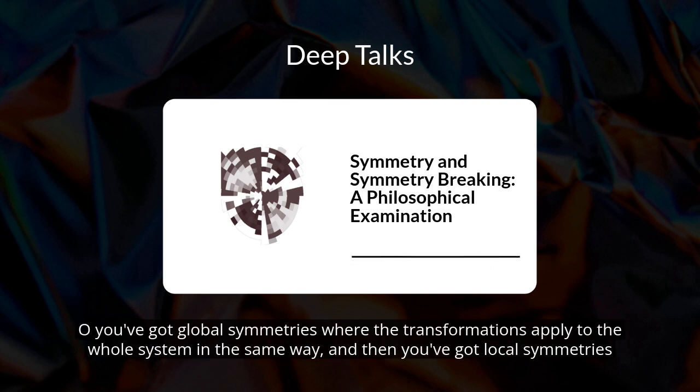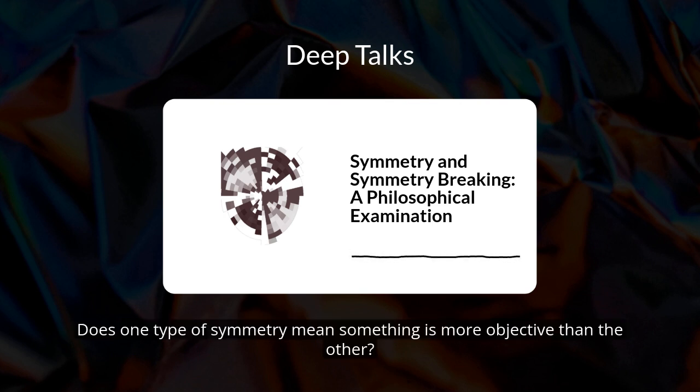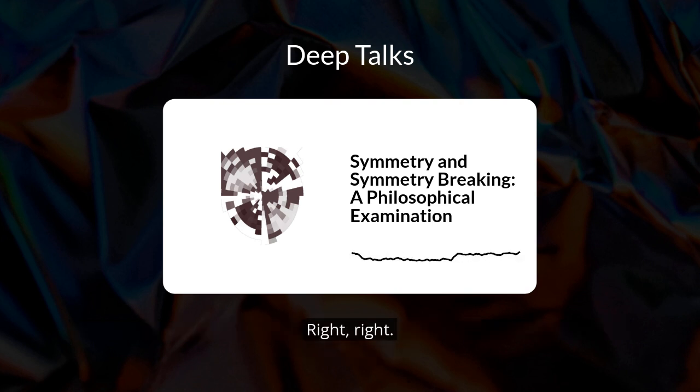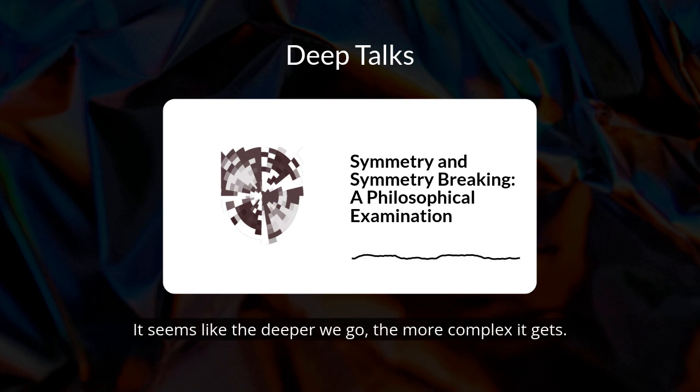Okay, you've got global symmetries, where the transformations apply to the whole system in the same way. And then you've got local symmetries, where the transformations can change from point to point. Does one type of symmetry mean something is more objective than the other? Like, is a globally symmetrical law somehow more objective than a locally symmetrical one? Right, right. These are the kinds of questions that philosophers are still trying to figure out. It seems like the deeper we go, the more complex it gets.